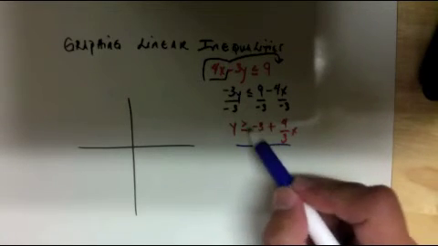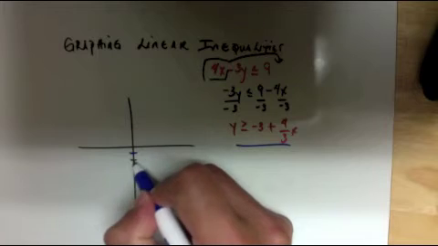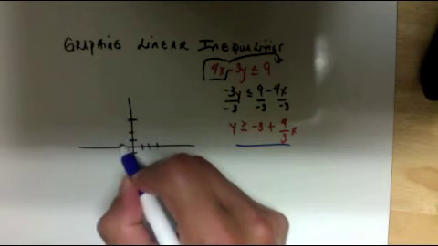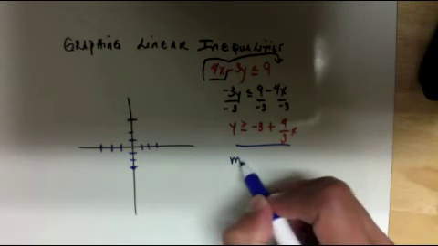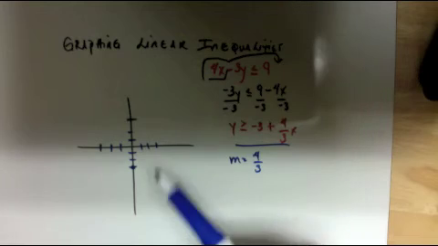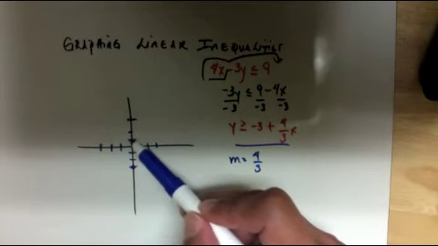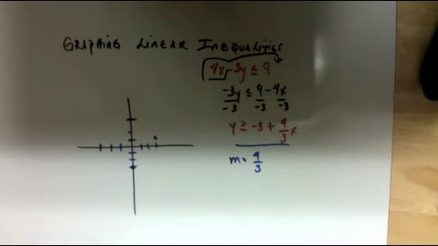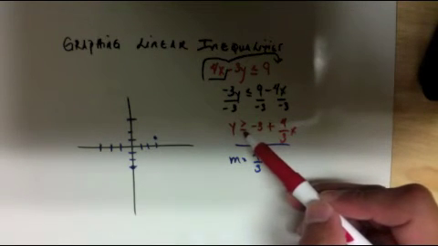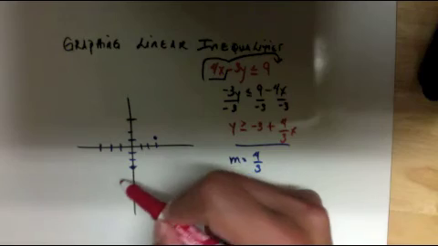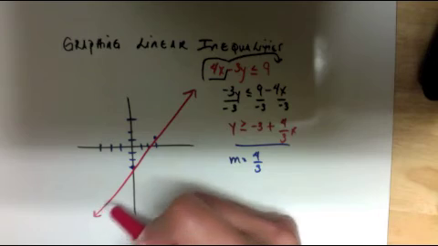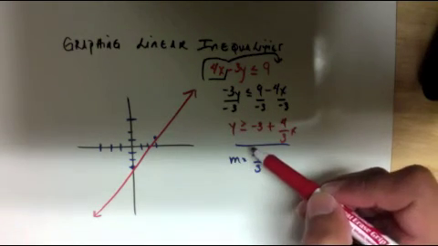My starting point, my y-intercept, is -3, so 1, 2, 3 right here. Let me make some more lines here. And then my slope is 4/3. So I rise in the morning, 1, 2, 3, 4, and I go running to the right, 1, 2, 3, right here. Now if you notice, this one has an equal sign. You see the little line on the bottom? That's equal. So that means this line is going to be solid. That means all of the points on this line are included.